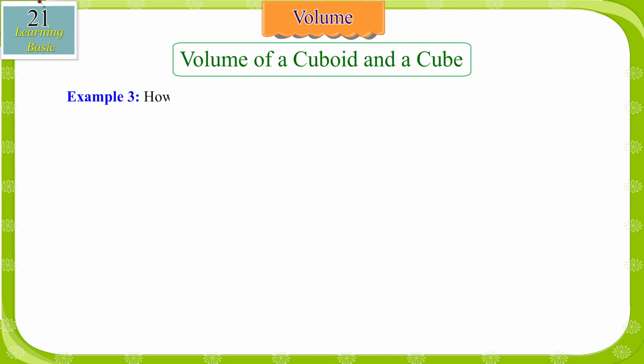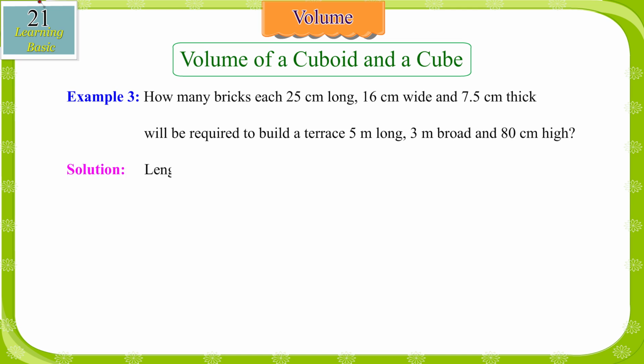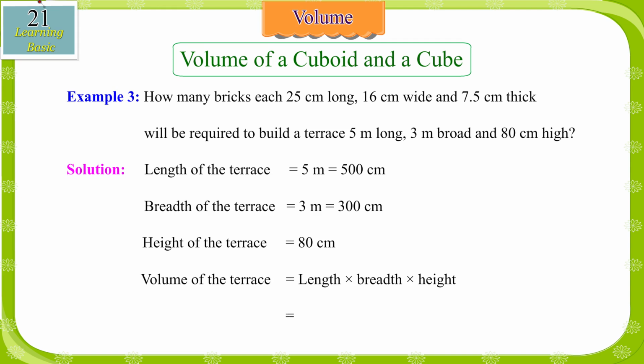Example 3. How many bricks, each 25 centimeter long, 16 centimeter wide and 7.5 centimeter thick will be required to build a terrace 5 meter long, 3 meter broad and 80 centimeter high? Solution. Length of the terrace is equal to 5 meter is equal to 500 centimeter. Breadth of the terrace is equal to 3 meter is equal to 300 centimeter. Height of the terrace is equal to 80 centimeter. Volume of the terrace is equal to length into breadth into height is equal to 500 into 300 into 80 centimeter cube.